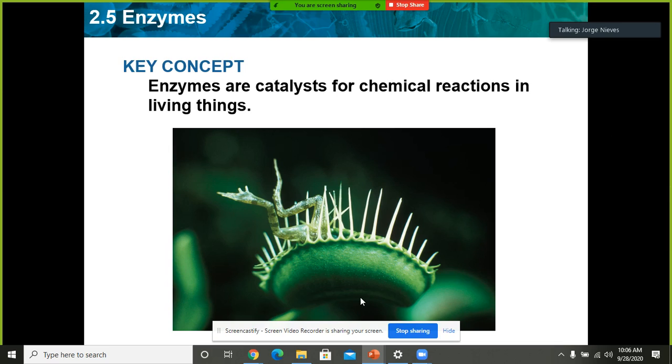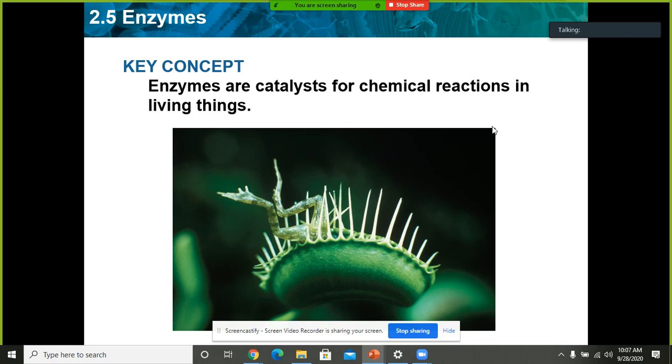Okay. So we're going to start with enzymes. The key concept for this lesson is that enzymes are catalysts for chemical reactions in living things. Okay. Last lesson we were talking about chemical reactions. So when we talk about enzymes, they are catalysts for chemical reactions.